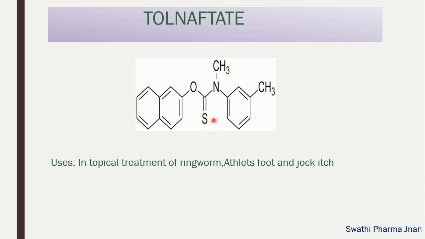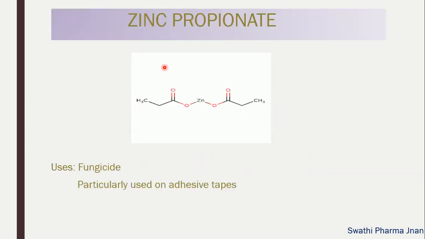Thio means sulfur and it is a form of ester, meaning COOR indicates ester group. So in the place of one oxygen, sulfur is there. That's why we are considering it as thioester. Between this toluene group and naphthalene group, there is a thioester present as a bridge. It is used in the topical treatment of ringworm infections, athlete's foot and jock itch infections.